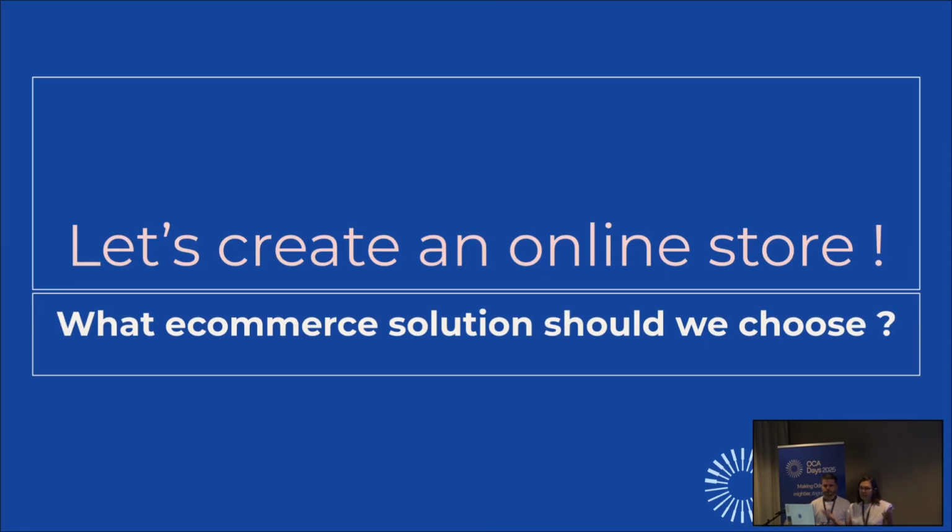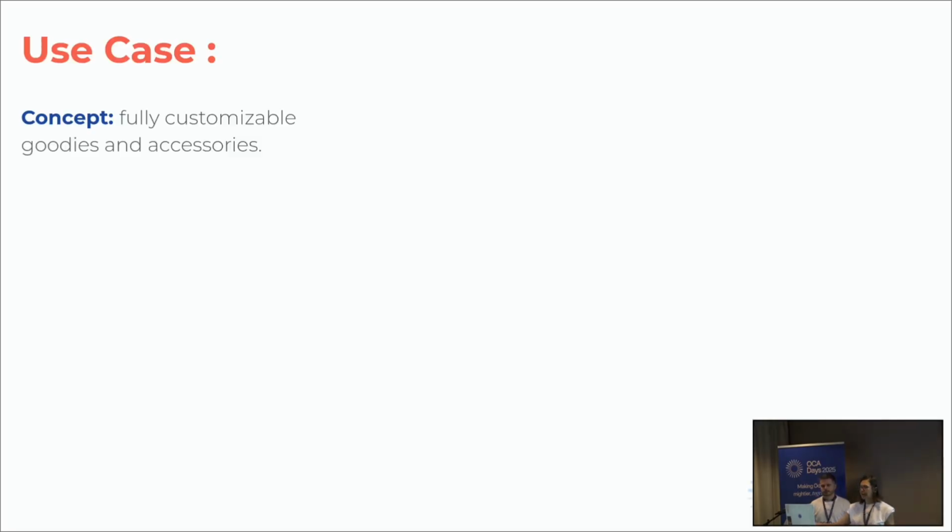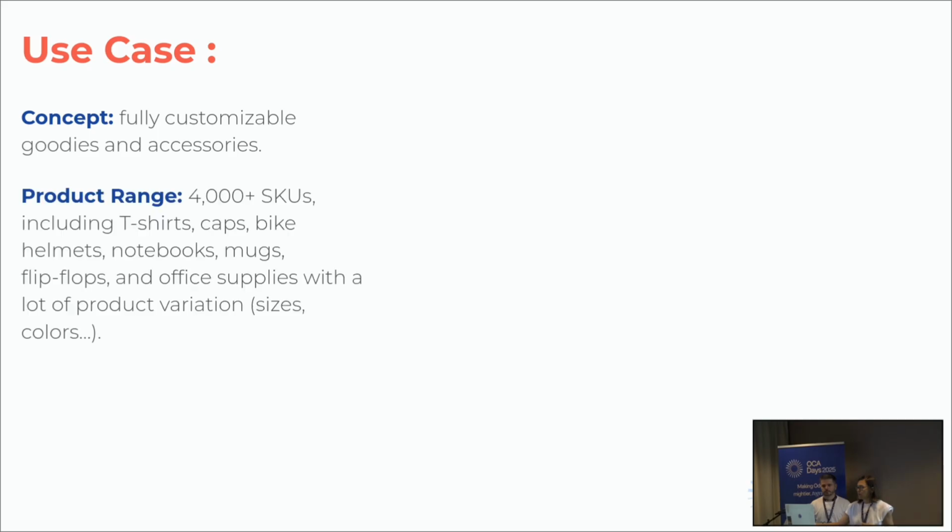So, let's imagine that we are creating an online store, that we have a business and we want to launch it online. This is our use case. We would like to sell fully customizable goodies and accessories. We have about 4,000 SKUs. We have t-shirts, caps, bike helmets, notebooks, mugs, and we also have variants, sizes and colors.